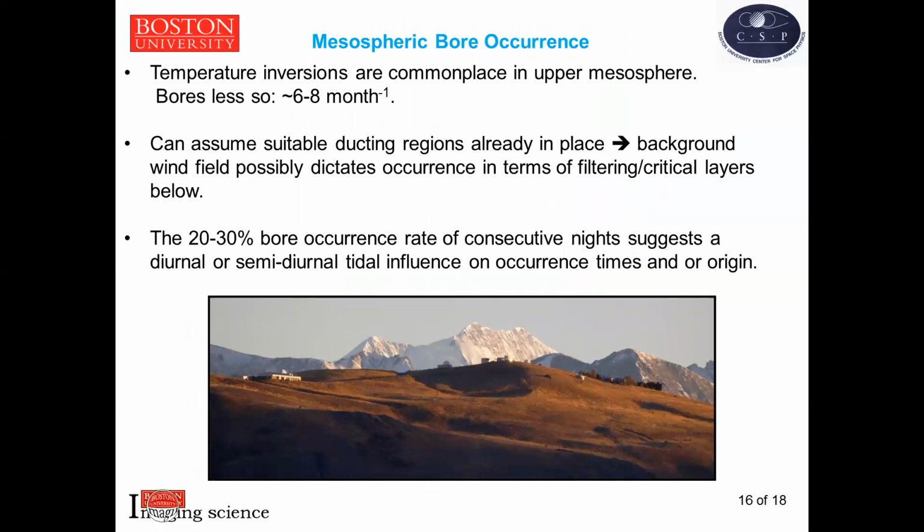So temperature inversions are commonplace in the upper mesosphere, and bores are less so, only about 6 to 8 per month. So we can assume that there are suitable ducting conditions already in place, and so really, for a bore to occur, you really need the background wind field to dictate when it can occur or not, in terms of its filtering from lower down and critical layers below. So that 20 to 30% bore occurrence rate in consecutive nights suggests that a diurnal or semi-diurnal tidal influence is influencing the occurrence times or the origin.